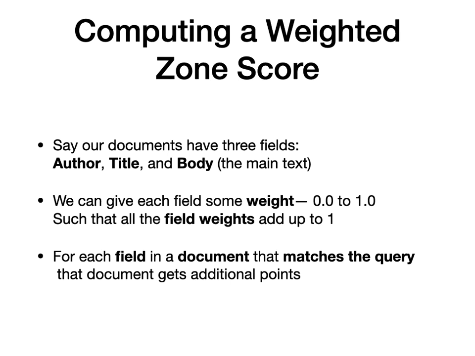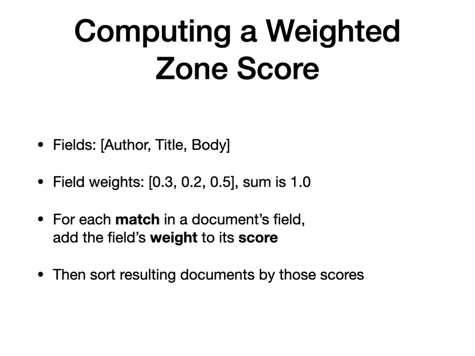So for every field or zone in the document that matches the query, that document gets points, right, in its ranking computation. So for the fields, author, title, and body, let's say we give author a weight of 0.3, title a weight of 0.2, and body a weight of 0.5. That's a total of 1, right? For each match in a document's field, we're going to add the weight to its score. So then we sort all the resulting documents by those scores.